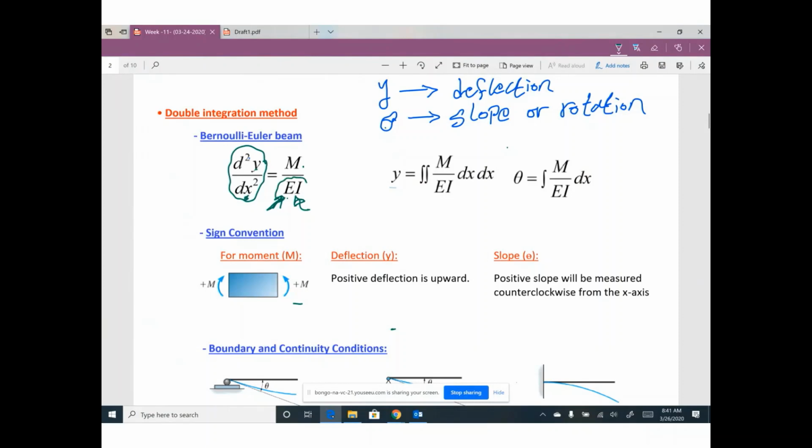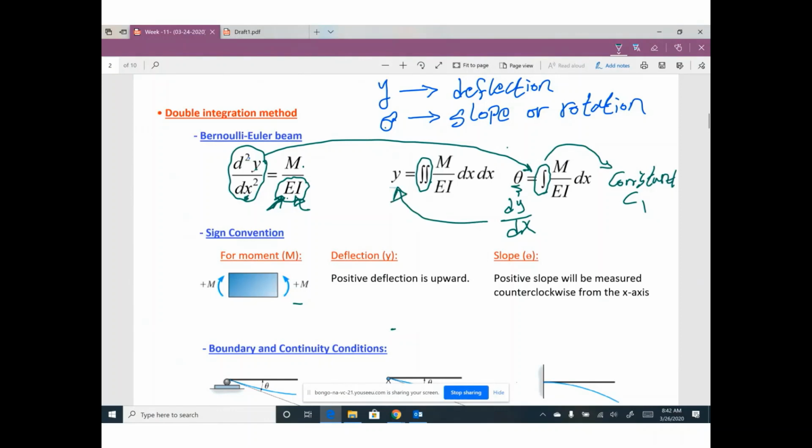What is the value of EI? I don't care. I need a final value because EI is a constant, just a number. 1,000, 2,000, 1 million, I don't care. So second derivative means I need to do one integration. If you do one integration, you get your slope, dy by dx, and you can expect a constant of integration, C1. If you do another integration, I get y. Then I will have another constant, C2.